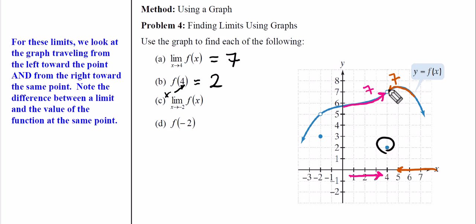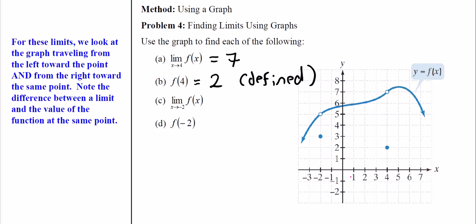So in this case, part A, the limit was 7. Part B, it wasn't undefined. So if we were to put this in a calculator, it would have told us that at x equals 4, y is equal to 2. So this is defined. This function is defined for x equals 4. But the limit was 7, approaching from the left and the right. Okay.